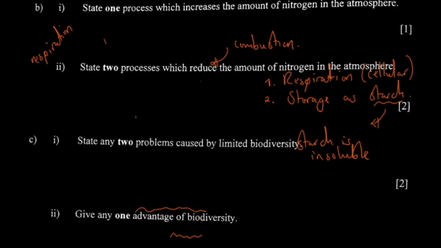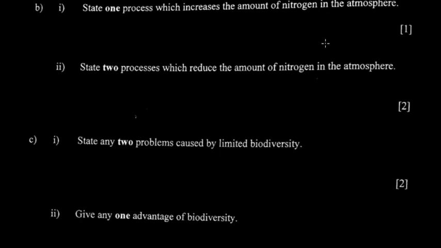Let's quickly move to the next part. It says to state one process which increases the amount of nitrogen in the atmosphere. I already preloaded the answers. Here you have a sense of direction. They're saying in the atmosphere, they didn't say in the soil. So you have to say denitrification. That's exactly what they're asking. The process of increasing the amount of nitrogen in the atmosphere is called denitrification.